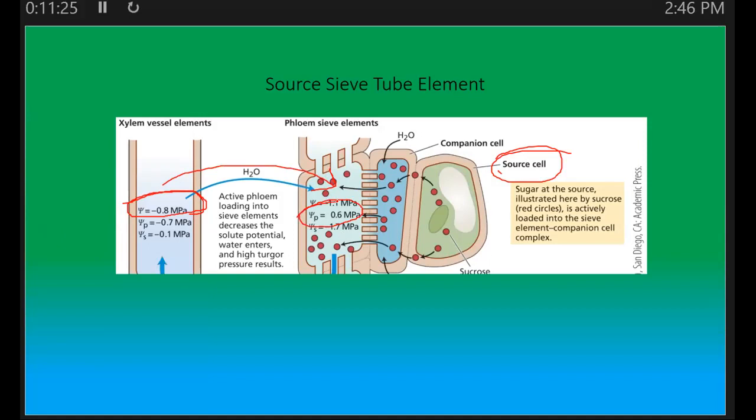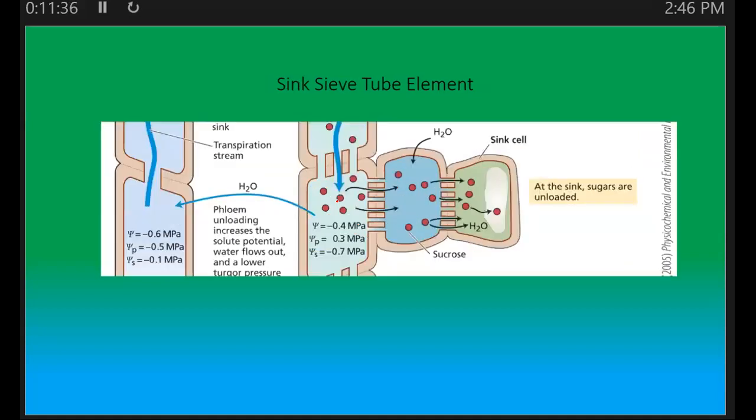Okay, so what is happening in the source is you end up developing a nice positive pressure in the sieve tube element, in the source. Now you have to think about what's happening in the sink sieve tube element. It's kind of the opposite situation now. So if you imagine this sink cell as your potato tuber, you're trying to grow lovely potatoes, okay? So now the potato tuber is like, hey, I need that sugar. I want to build this lovely big potato tuber that we can make French fries out of, right? And so you see this sugar coming out of the sieve tube element going into the potato tuber.